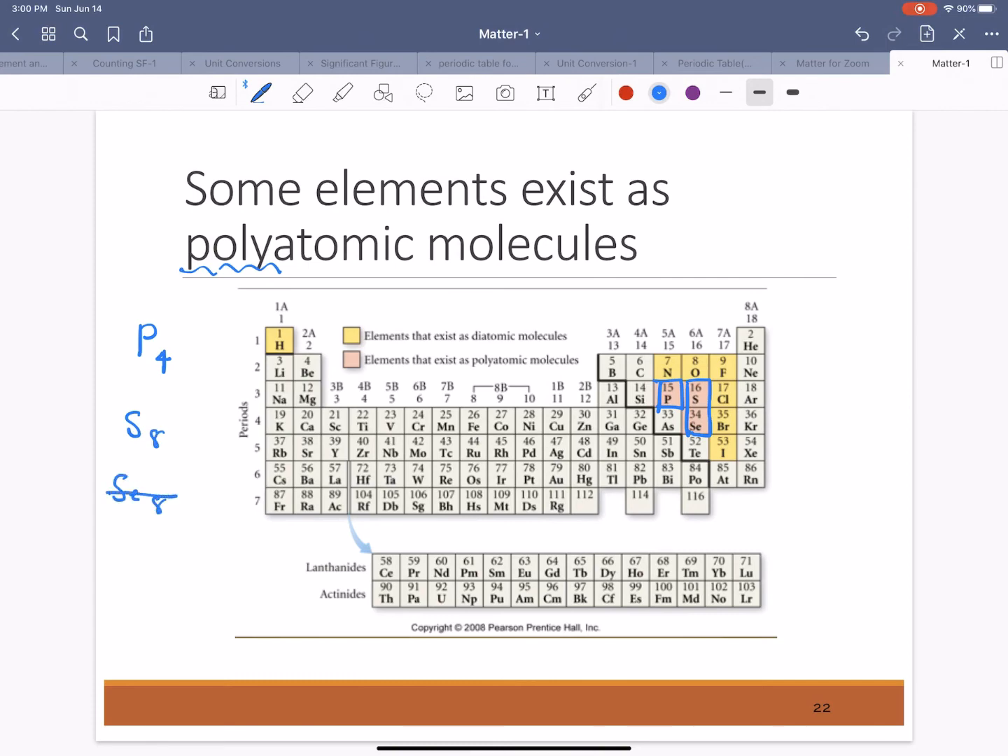We don't worry much about selenium, but in our class, there are going to be 3 elements that are polyatomic that we need to be familiar with. A student of mine gave me a mnemonic device to remember this, and I love it. Poor old Superman.